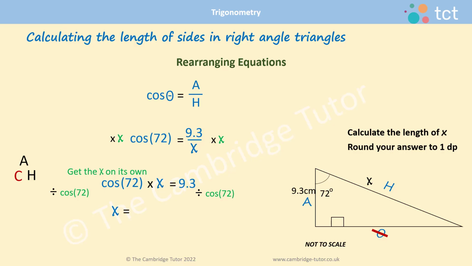That now means that the x is on its own on that side of the equal sign, and on the other side, because we've divided it by the cos of 72, that will be 9.3 divided by the cos of 72, which is what you put in your calculator. 9.3 divided by cos 72, close bracket, equals 30.0954, and you're rounding to 1 decimal place, so that will be 30.1 centimetres.